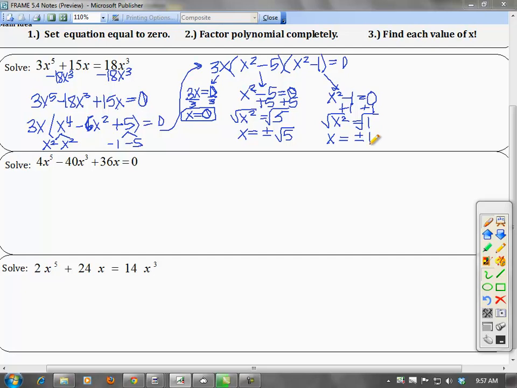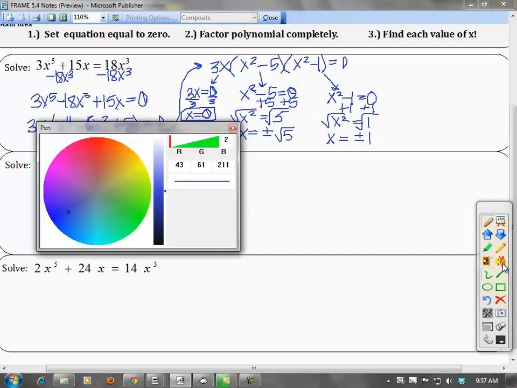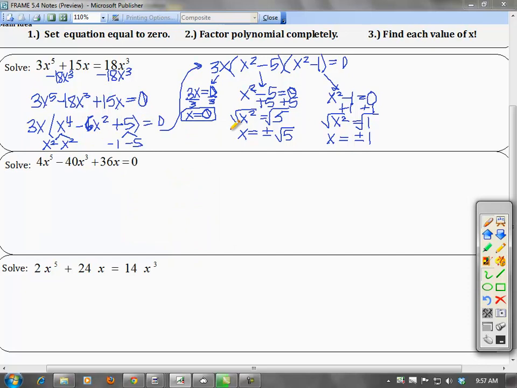Okay, so let me go back to my original polynomial, and I'm going to change the color a second so that we can point a few things out. Take a look. My highest exponent is a 5. What that means is I should have 5 zeros.